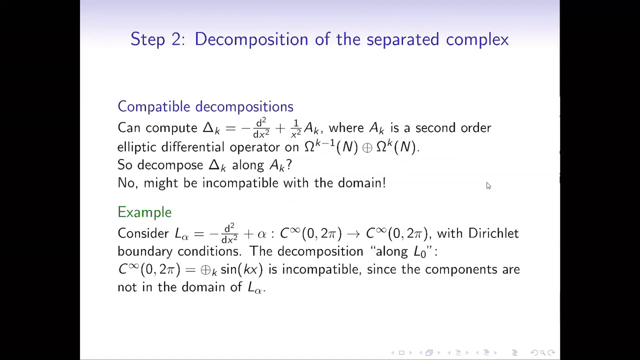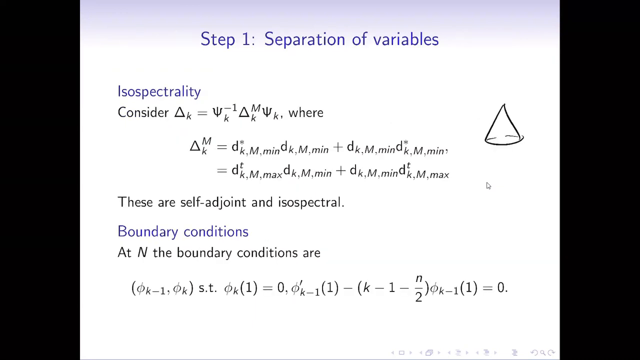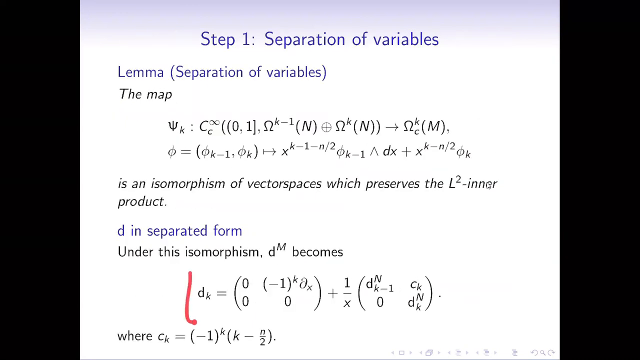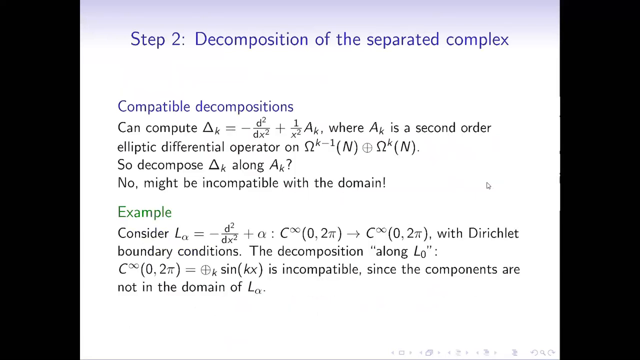Right. So using the special form of d_k that we had here, we can just compute the kth order, degree k Laplacians. It's just this guy times its conjugate. And it turns out that it's of this form: minus d/dx squared plus 1 over x squared times some second order elliptic differential operator on this sum of spaces.